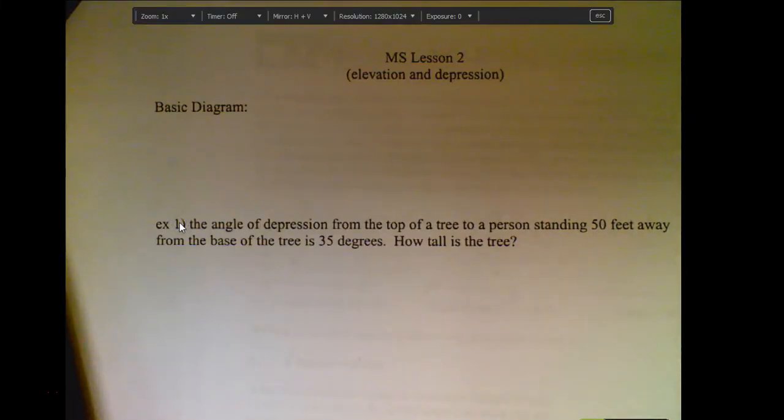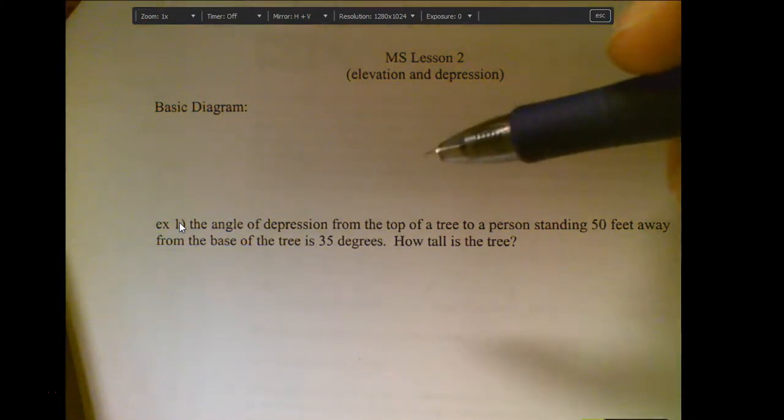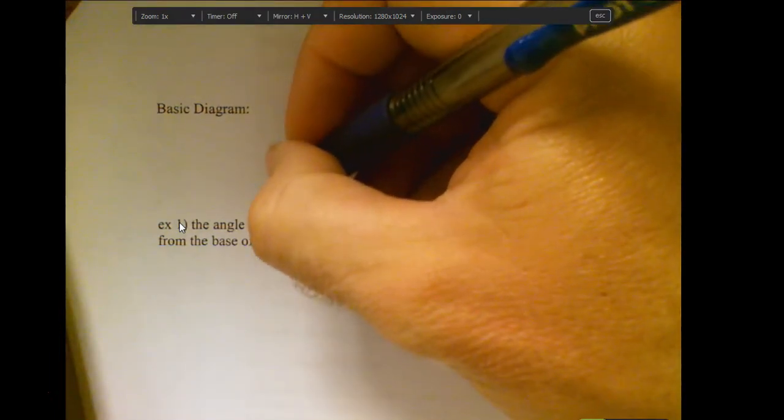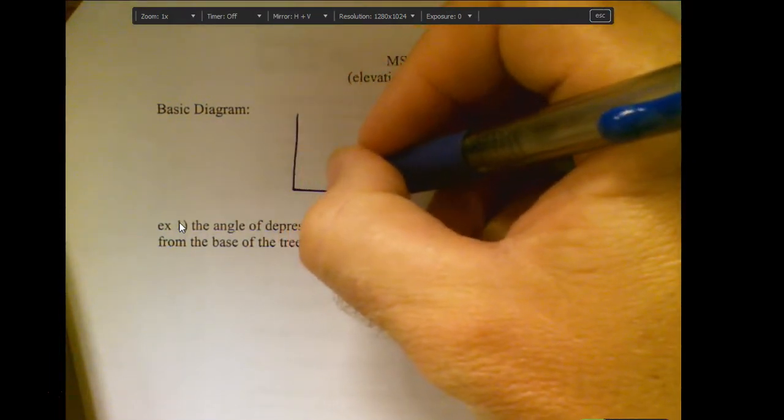Getting into lesson 2 of chapter 16, we're now looking at angles of elevation and depression. We're still within the right triangle realm of things as we were in lesson 1. It's just sort of a little different concept mixed into right triangles. So for lesson 2, for elevation and depression, here's the basic right triangle diagram for that.